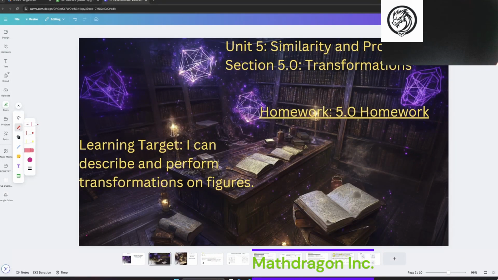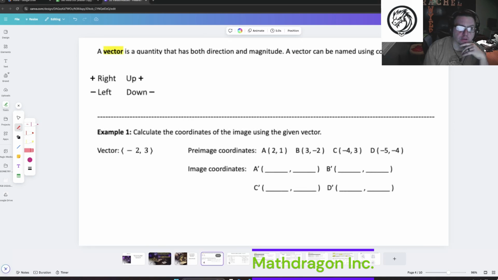Okay, so we are going to start with a review of transformations, which we do in Unit 2 in Geo A, where we talked about rotations, reflections, translations, that kind of thing. We're going to dial it back to dilations. Dilations were when objects got bigger and smaller from multiplying them by a scale factor. So, a vector is a quantity that has both direction and magnitude.